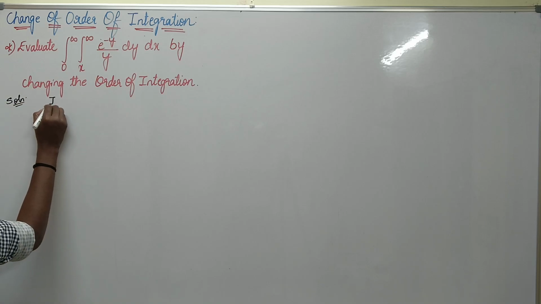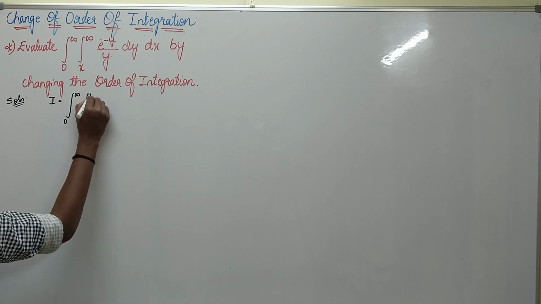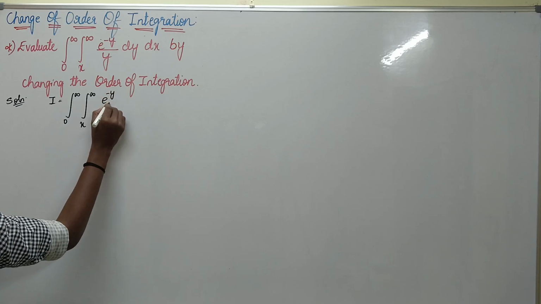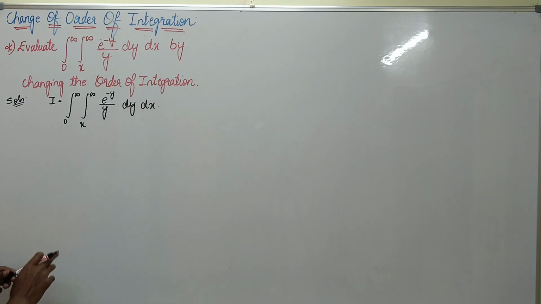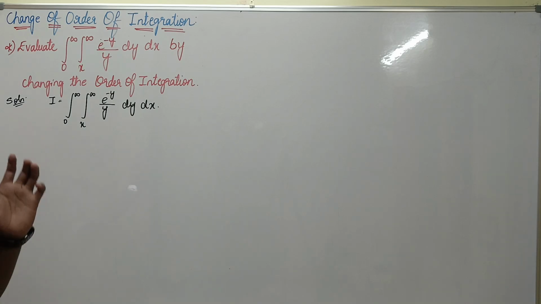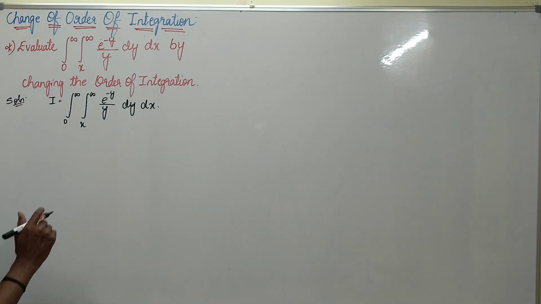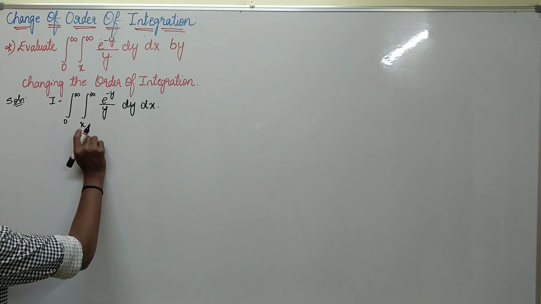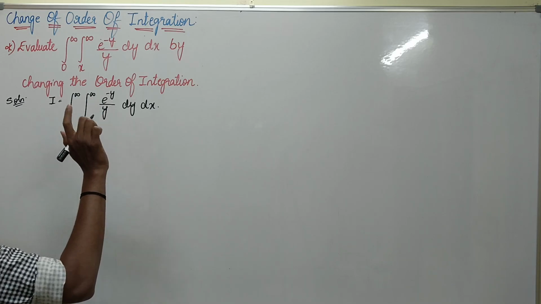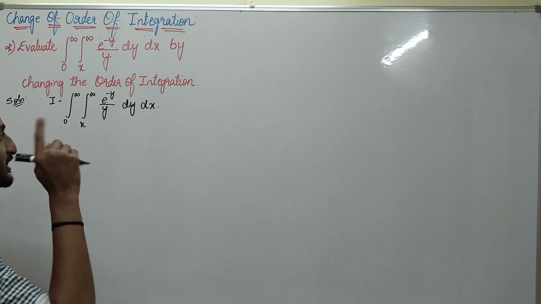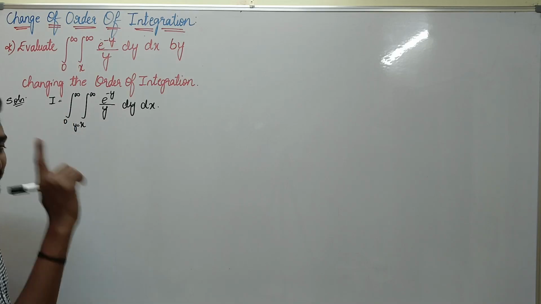Solution: I is equal to the integral from 0 to infinity, the integral from x to infinity, of e to the power of minus y by y, dy dx. Whenever they give the integral, first we need to represent it as I and define the limit points. Define the limit points means, if the first limit point is defined with respect to x to infinity, then I need to define the opposite variable, that is, with respect to y, and I need to integrate with respect to y itself.